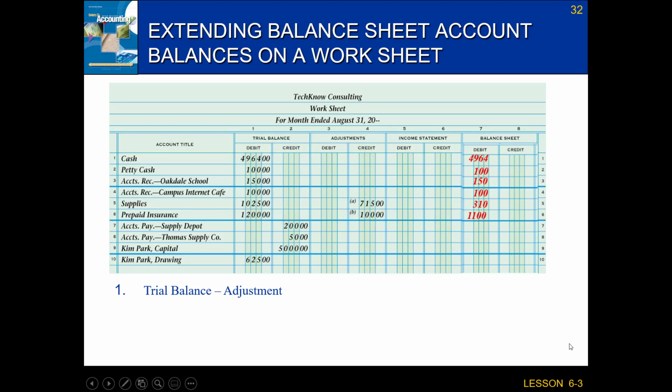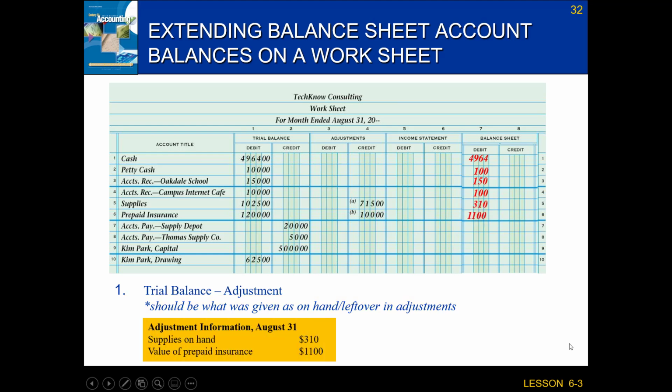Now, I think a great way to check if I've done this correctly is that the number in our balance sheet column should be what was given to us in our adjustments as left over or on hand. So if we look back at what we were given, the supplies on hand is 310, and that's what's in our balance sheet. The value of our insurance we had left over was 1,100, and that's also what we have in our balance sheet. So I'm good that way. That's just a little hack. Next, I'm going to go to my liabilities.